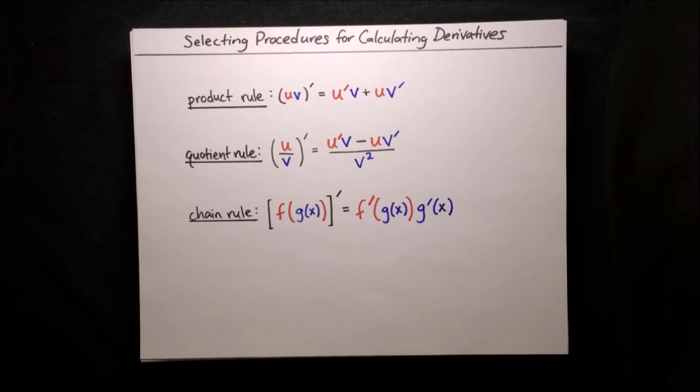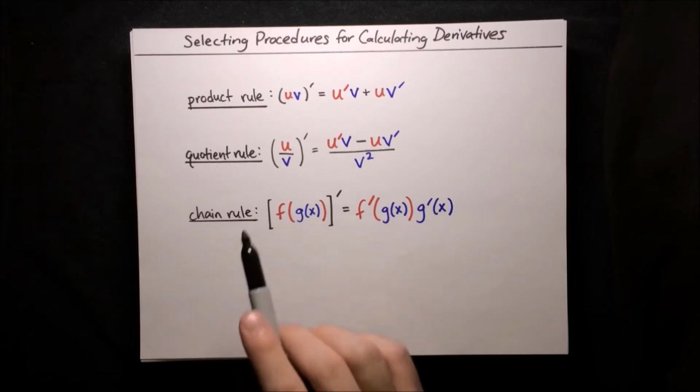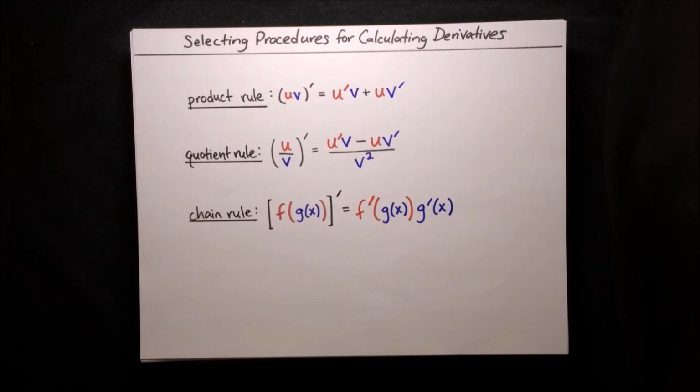First of all, there's the product rule. Product rule just tells us how to take the derivative of a product. It says that the derivative is just the sum of two terms, and each term contains only one derivative.